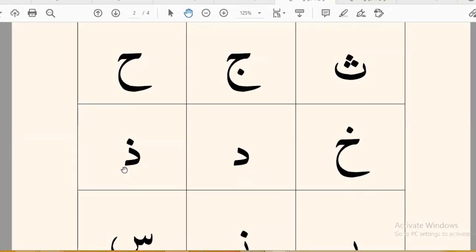Excellent. Next, we have the letter Zal. Okay, well done. Now, just like you did for this sound over here, you take the tip of your tongue and you touch it to your top two teeth, okay? So try one more time.